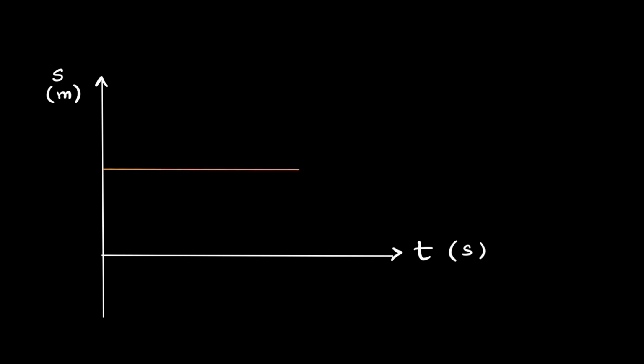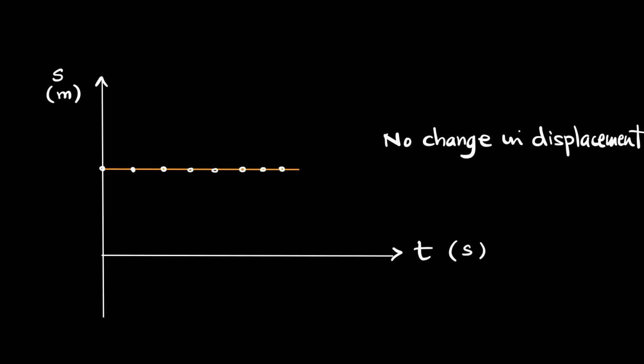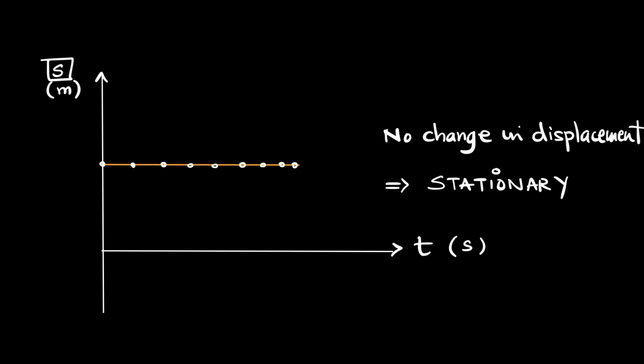What do we observe? We observe that there is no change in displacement. The displacement is neither increasing nor decreasing because the value throughout is exactly the same. The y coordinate is exactly the same. The displacement remains the same. It means that the particle is at rest. The particle is stationary.